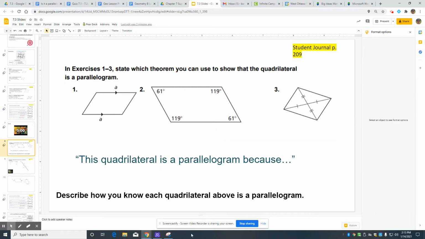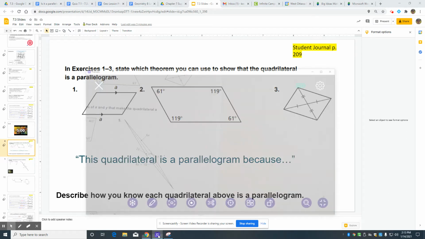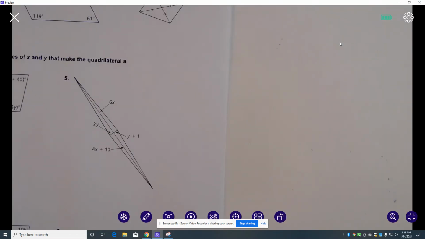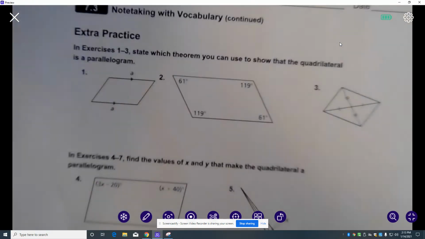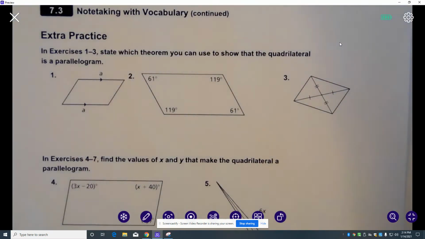So we're going to go ahead and apply these rules to 1, 2, and 3 on page 209 in our student journal. It says in exercises 1 through 3, state which theorem you can use to show that the quadrilateral is a parallelogram. We're not going to worry about giving the specific name of the theorem. We're just going to describe in words how we know that it's a parallelogram.